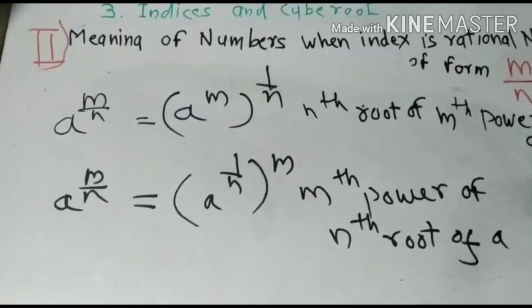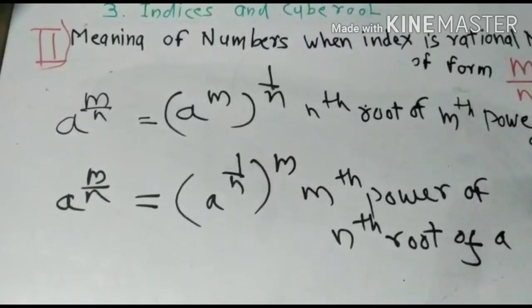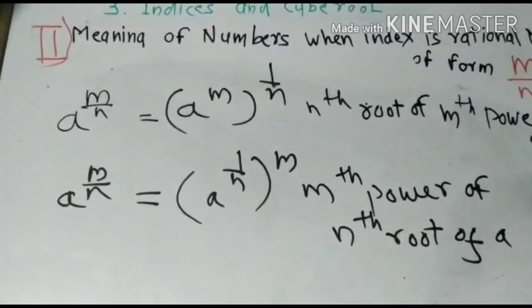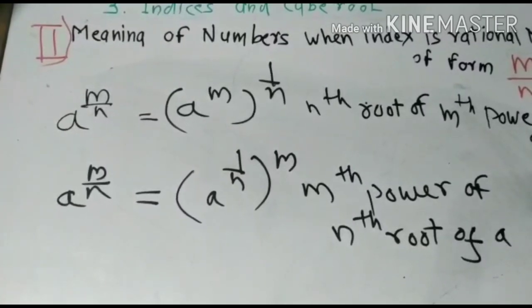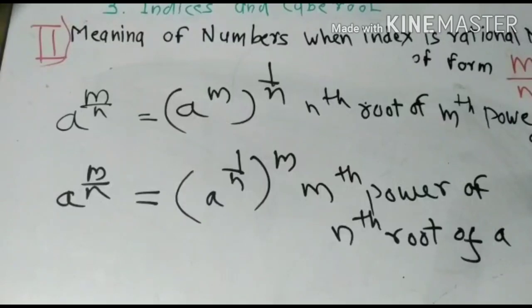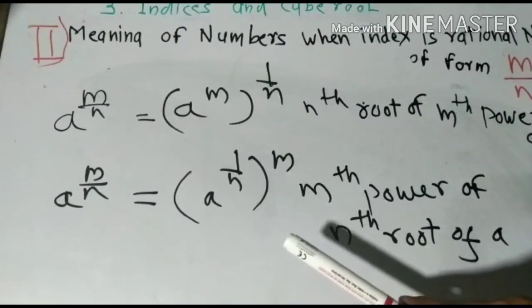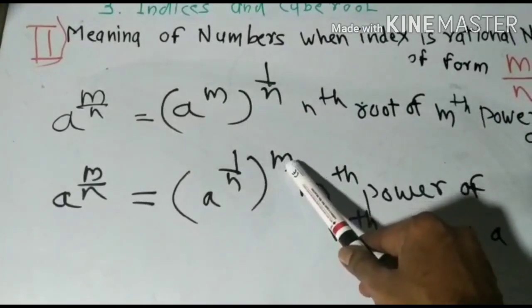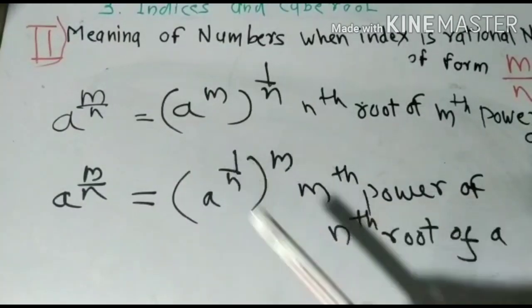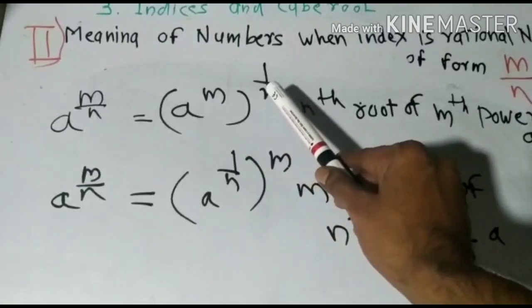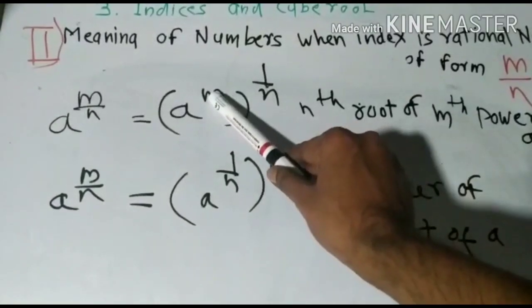We get this point with a general formula. We can express the two meanings of the number a raised to m upon n. It means the nth root of the mth power of a, and the second meaning is the mth power of the nth root of a.